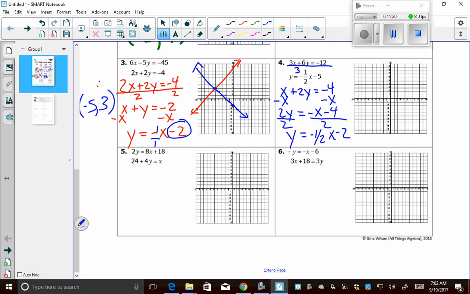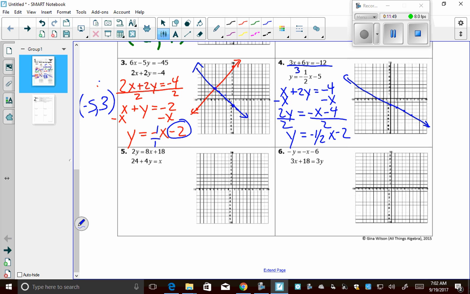So, y-intercept, -2. I'm going to go down 1, right 2. Down 1, right 2. Down 1, right 2. Okay? And then I'm just going to draw my line.